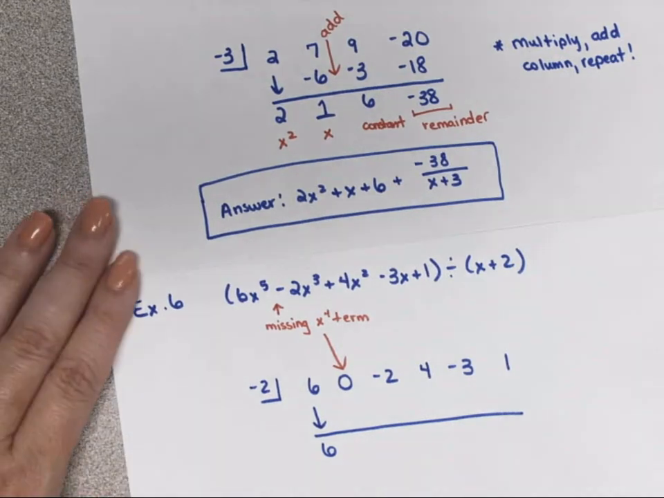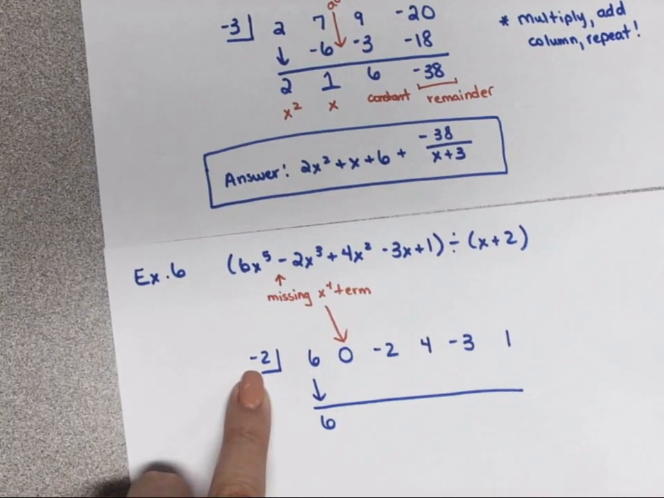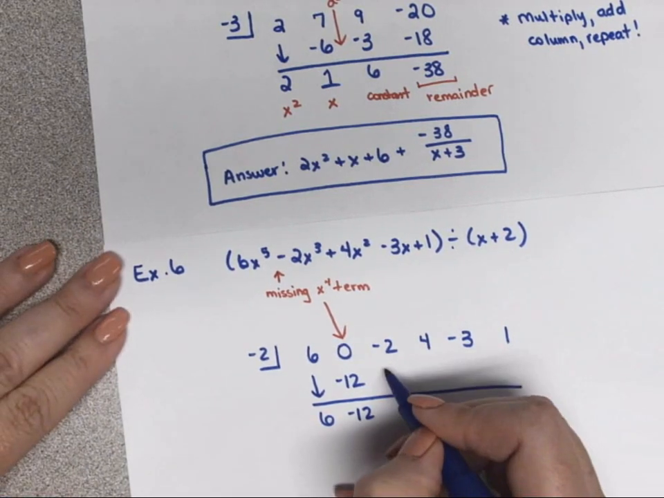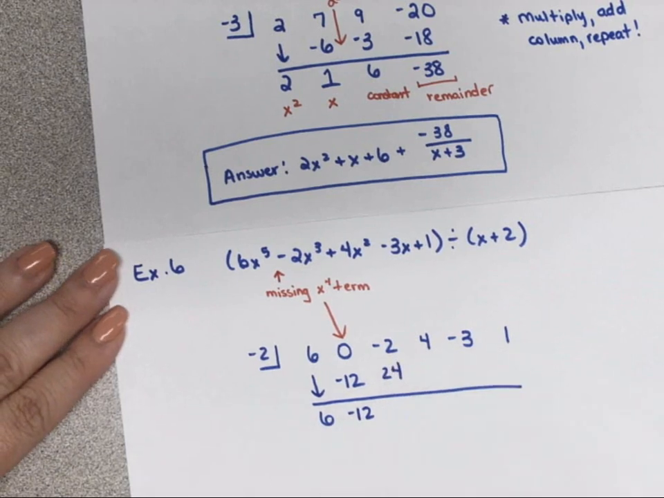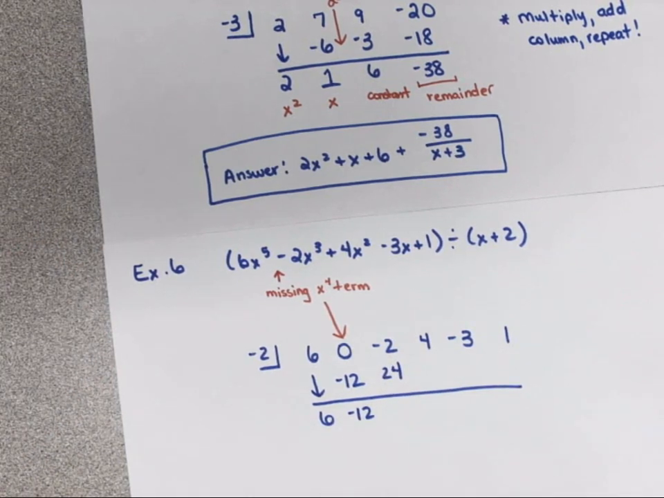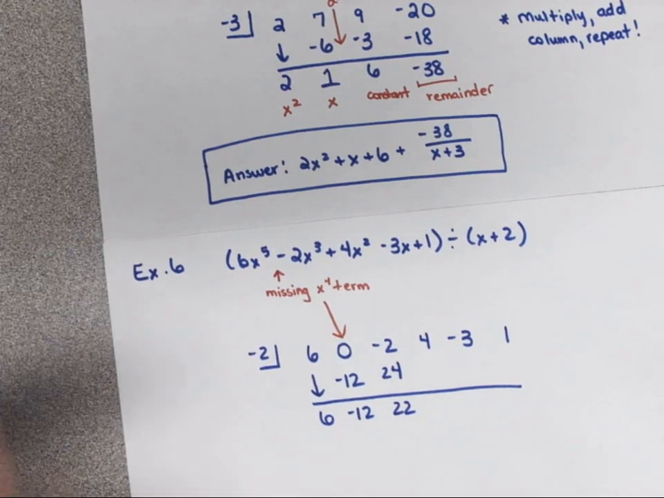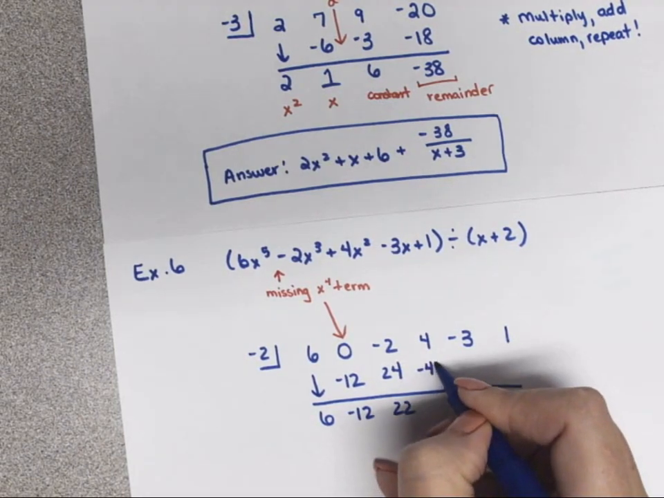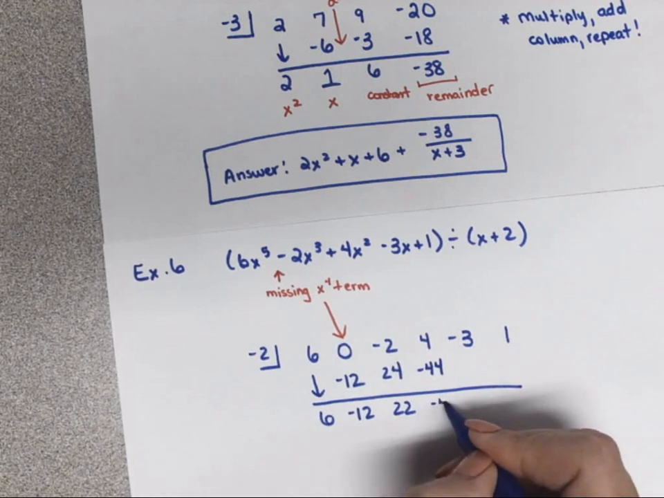Okay, so what do I do first? 6 times what? -2, right? What is 6 times -2? -12, so that goes there. And then what do I do down the column always? Add, so 0 and -12 is -12. And then I do it again, right? What's -12 times -2? Positive what? Positive 24. And then what? Add them, so you get 12. 12 times -2 is -24. Add down that column and you get -40.